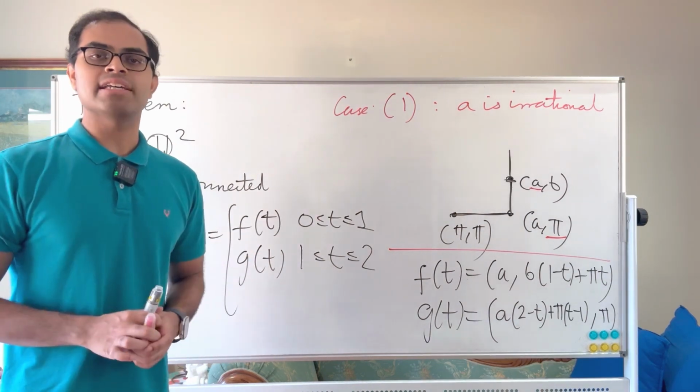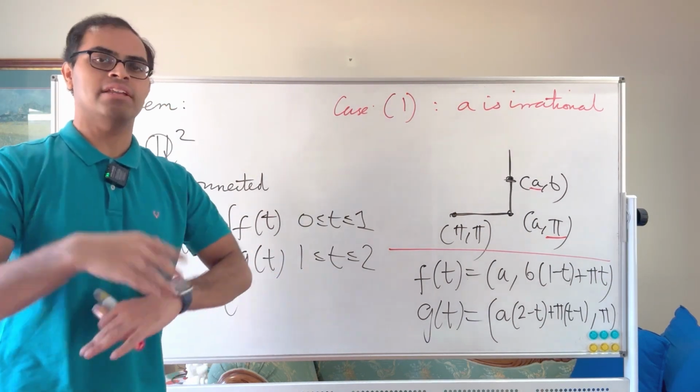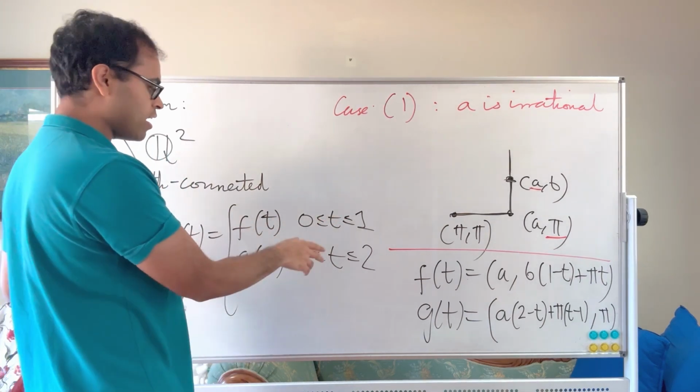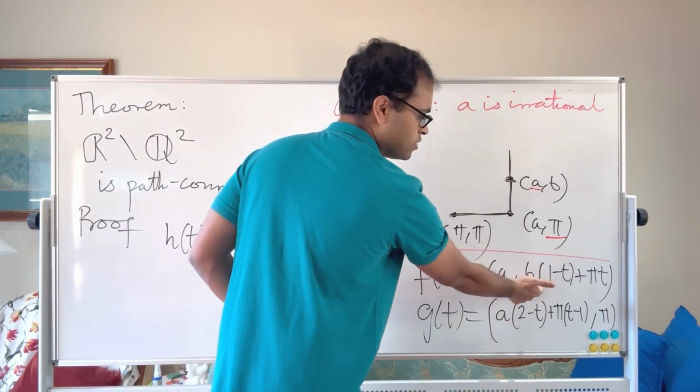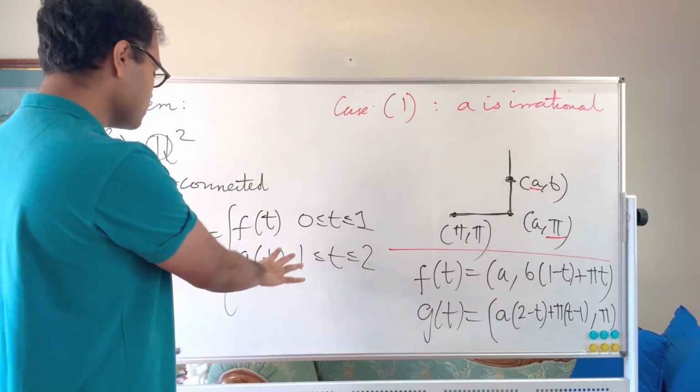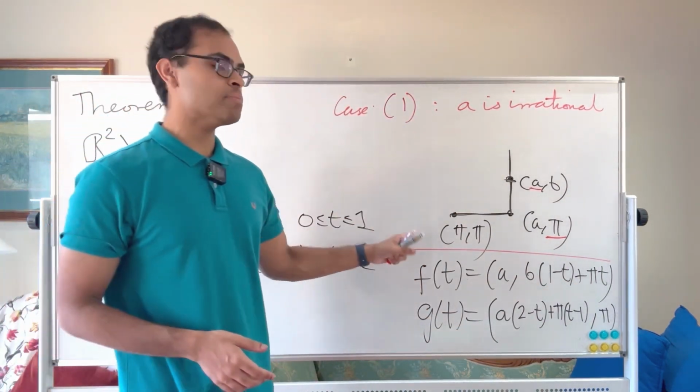Continuity of course matters because otherwise you can just jump around freely and we can connect any two things by a discontinuous path. So we have to ensure continuity, but f(1), as we've checked already, is going to be (a, π), and so is g(1). So that's our continuous function that connects (a, b) to (π, π).